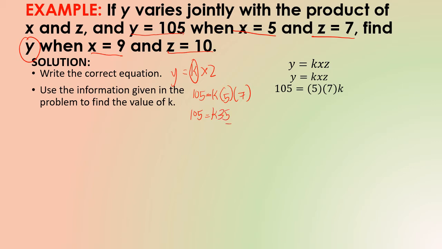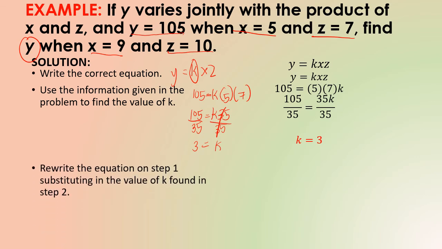And then, kailangan lang natin k. So, divide both sides by 35 para ma-eliminate yung katabi ni k, which is 35. So, k is equal to 105 divided by 35, that is 3. So, tingnan natin kung tama. K is equal to 3.